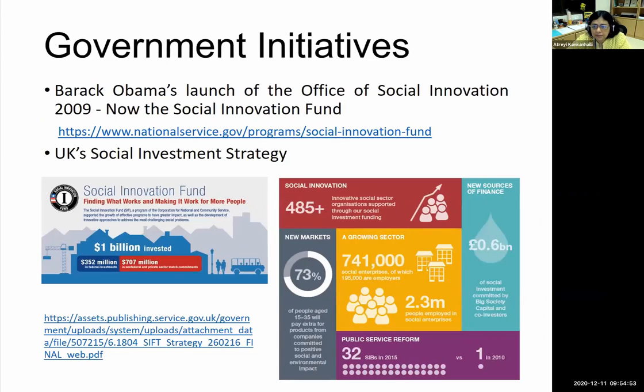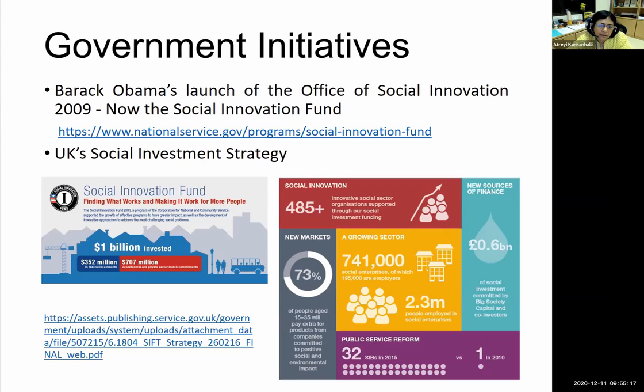Governments have also started to realize the importance of promoting these kinds of social enterprises. In the US, Barack Obama's administration started the Office of Social Innovation in 2009. It's now called the Social Innovation Fund.